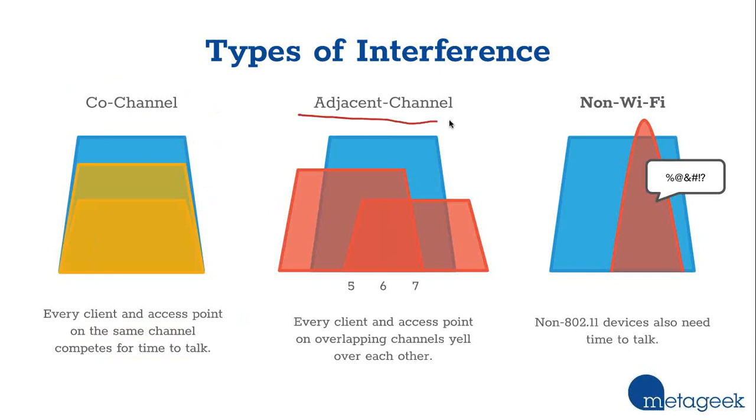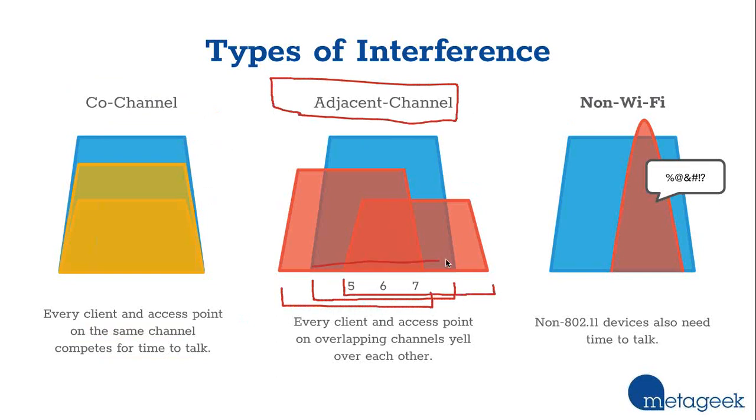The next type of interference is adjacent channel interference. Adjacent channel interference occurs when we have access points and client devices that are on partially overlapping channels. So for example, we might have an access point and a few devices on channel 5, and another access point and a few devices on channel 6, and an access point and a few other devices on channel 7. The problem is that all three of these access points and all of their connected client devices are all on partially overlapping channels.